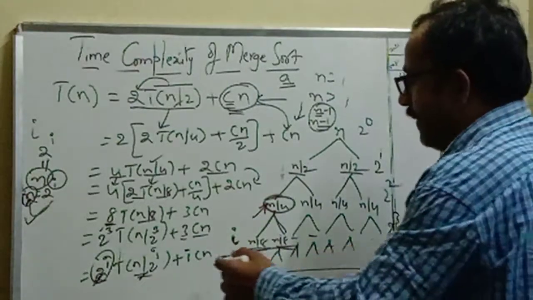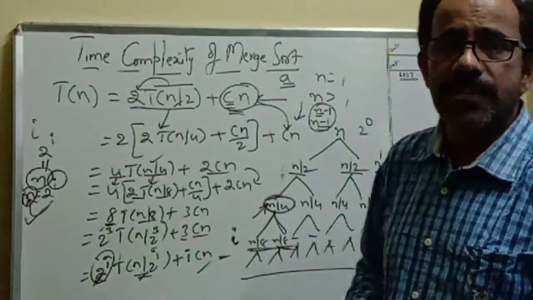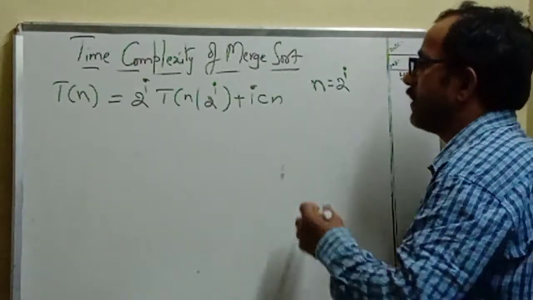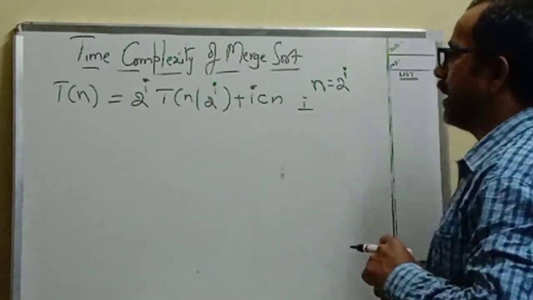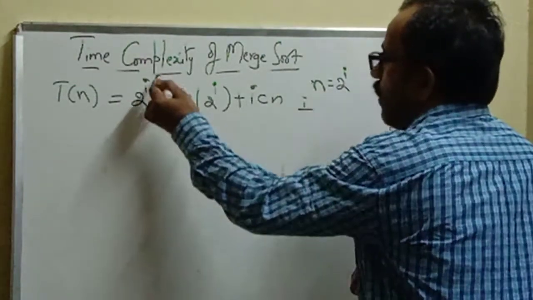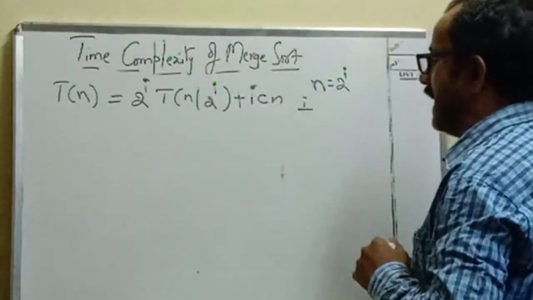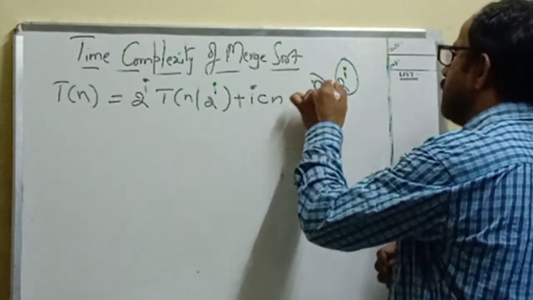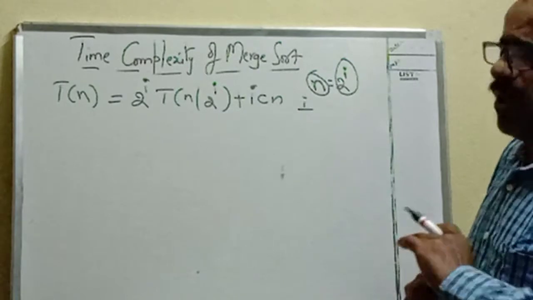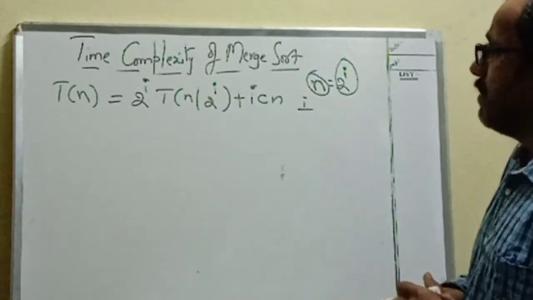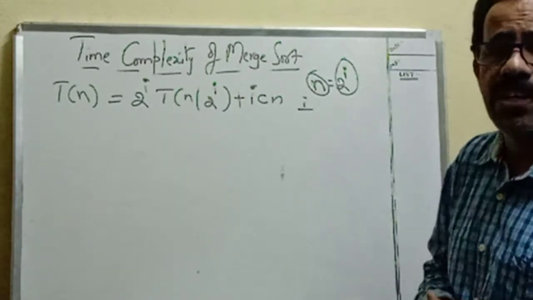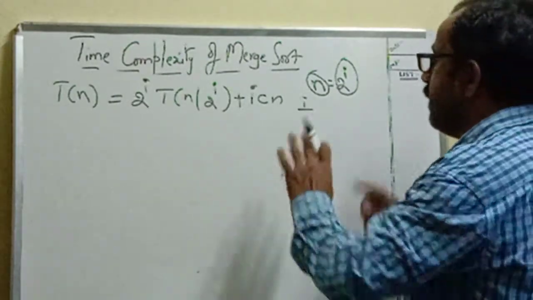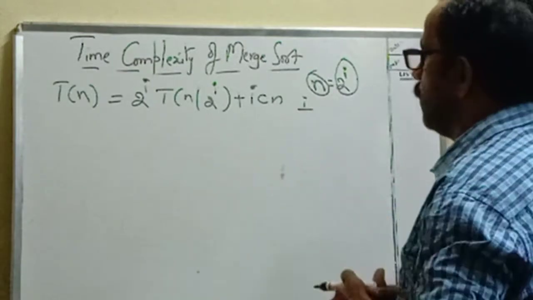Then we are going to simplify this expression now. After applying divide and conquer on merge sort i times, we got the smallest subproblems. So finally, we got this relationship: 2 power i T of n by 2 power i plus iCn. After applying i times, we got 2 power i subproblems, which is equal to n, because we got the smallest subproblems. If each subproblem is containing one element, then we cannot divide it further. That's why we stopped here, because we got the final stage now.